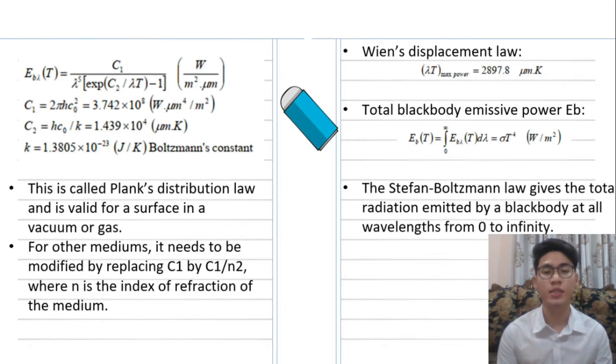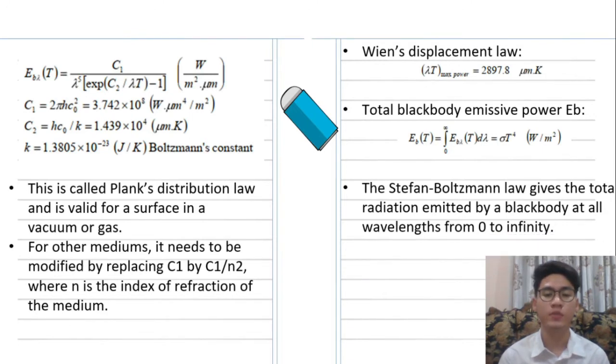The wavelength at which the peak emissive power occurs for a given temperature can be obtained from Wien's displacement law. It can be shown that integration of the spectral blackbody emissive power E_bλ over the entire wavelength spectrum gives the total blackbody emissive power. The Stefan-Boltzmann law gives the total radiation emitted by a blackbody at all wavelengths from 0 to infinity, but we are often interested in the amount of radiation emitted over some wavelength band.